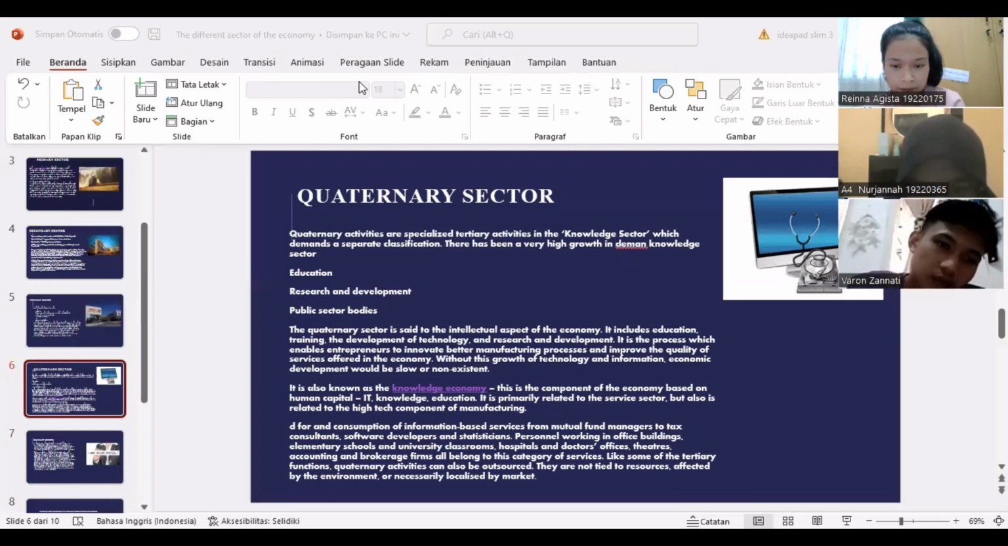Like some of the tertiary functions, quaternary activities can also be outsourced. They are not tied to resources affected by the environment or necessarily located by market.